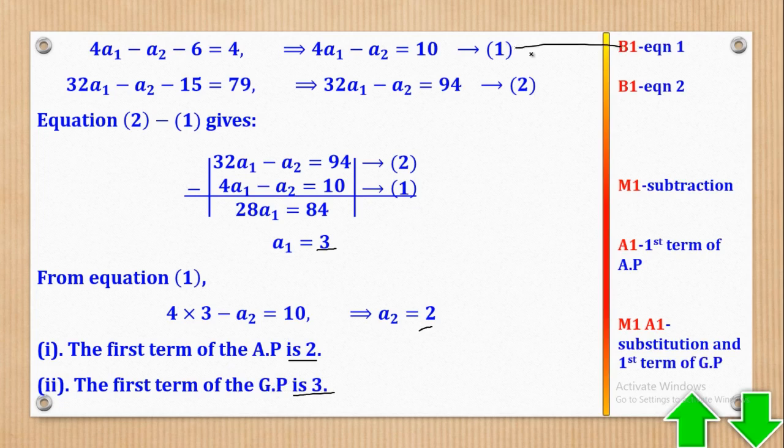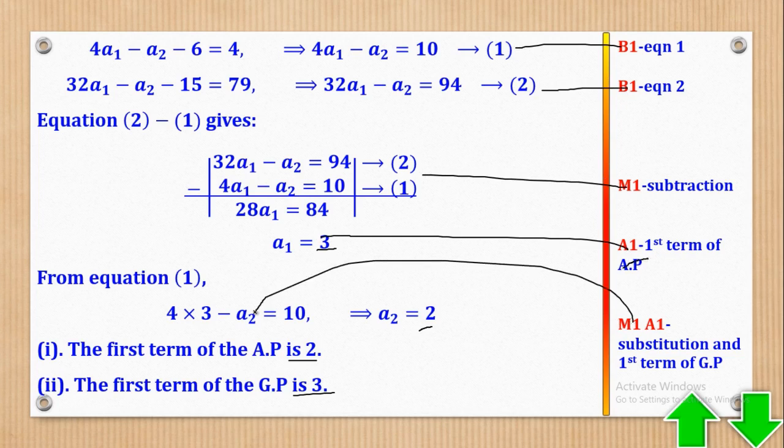So B1 for equation 1, B1 for equation 2, M1 for the subtraction, A1 for the first term of the AP. This is the first term of the GP, so this should be GP. Then M1 for this substitution, A1 for the output, which is the first term of the AP.